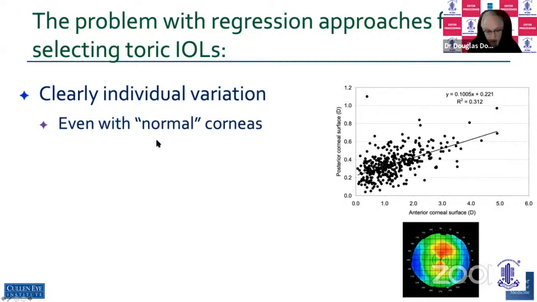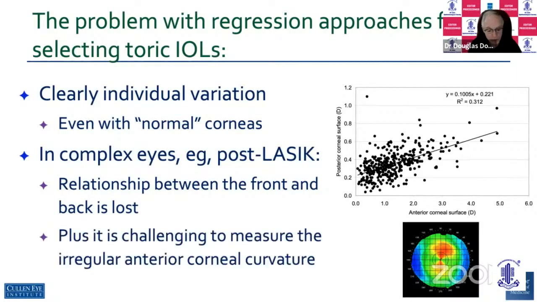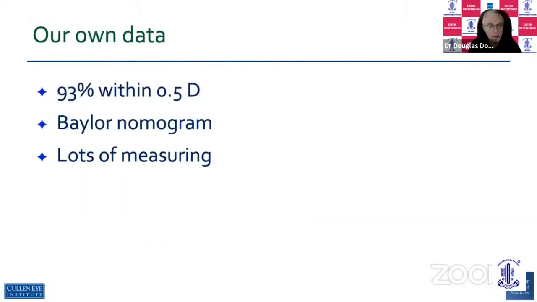So there's individual variation, and of course, in complex eyes, post-LASIK eyes, the relationship between the front of the cornea and the back of the cornea is lost, and we really can't use regression formulas for that. And of course, in those eyes, it's also challenging even to measure the anterior corneal curvature and understand what values to use for our toric calculations.